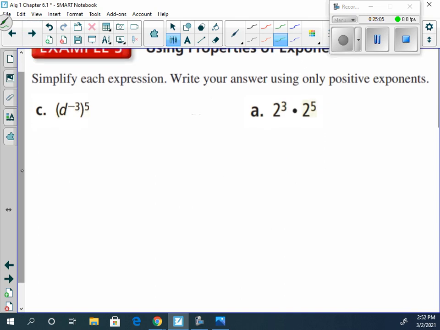And the last type that we dealt with is powers of powers. So if we have, like this here, d to the negative 3 to the fifth. Powers of powers multiply. And the reason we're saying this is because the fifth power outside means I'm multiplying this by itself 5 times, yes? That means I have d to the negative third times d to the negative third times d to the negative third times.